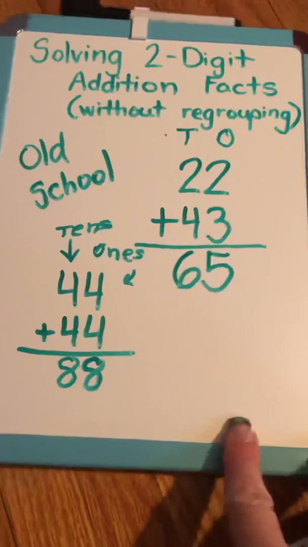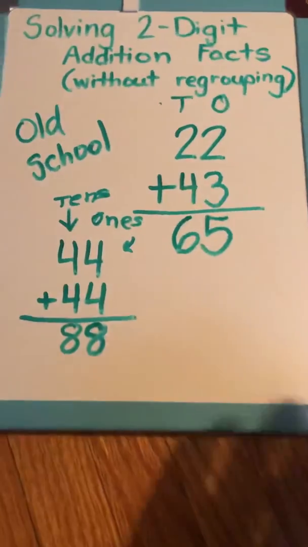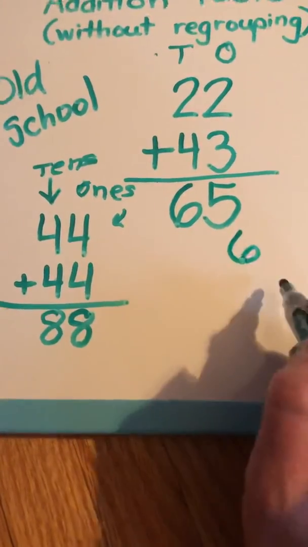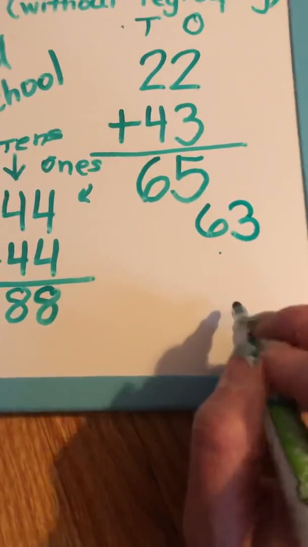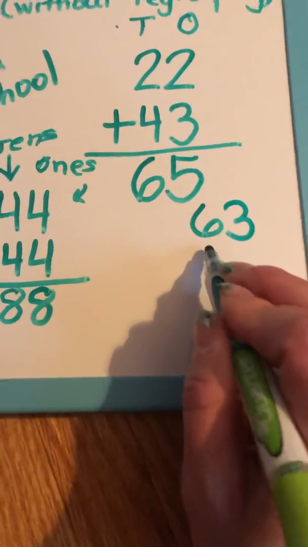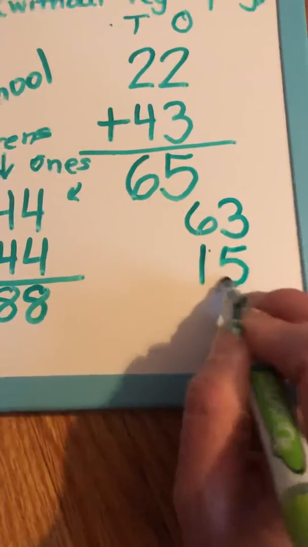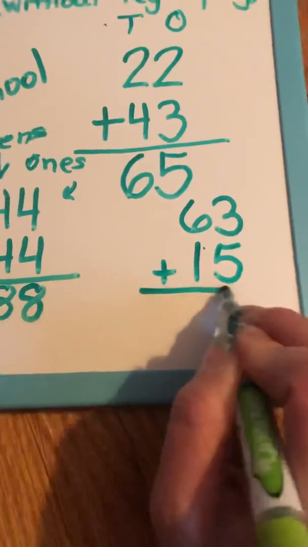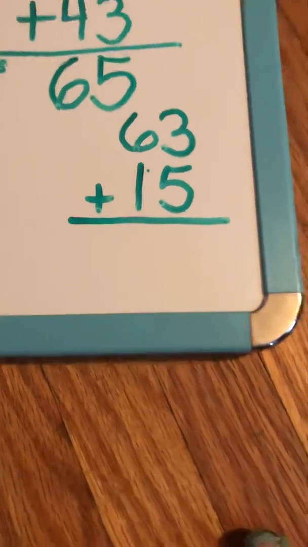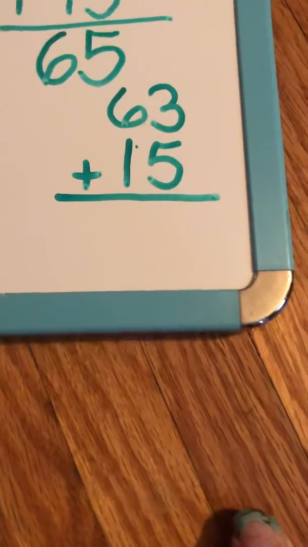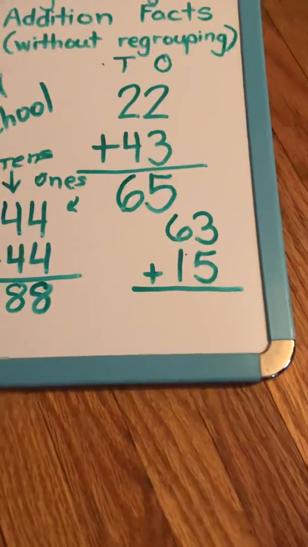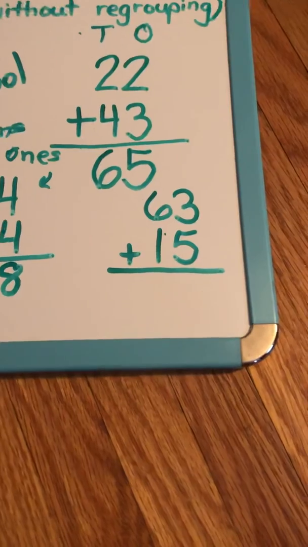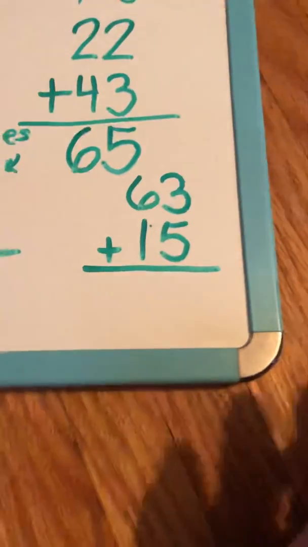I'm going to have you try one more on your own. What is 63 plus 15? Pause the video. See if you can solve the problem using pencil, paper, marker, whatever you have at home. If you have a whiteboard like I just got, then you can use your whiteboard. And when you're ready to see the answer, just hit play to continue.